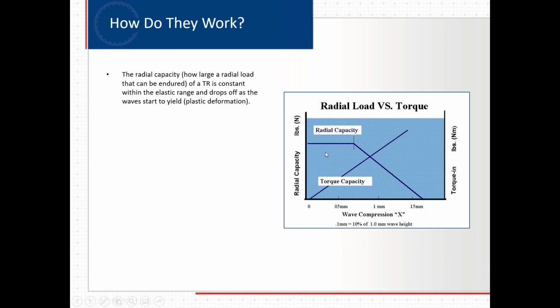So the tolerance ring is elastic within a certain range. It has elasticity within a certain range of wave compression. Then as you start to go into the inelastic range, it starts to yield and the radial capacity will drop off. Inversely, the torque capacity, how much torque a tolerance ring can take, is based on how much the waves are compressed. So when you compress the waves, the torque will continue to increase. In an ideal design, you want to find some sort of a common ground between radial capacity and torque capacity.